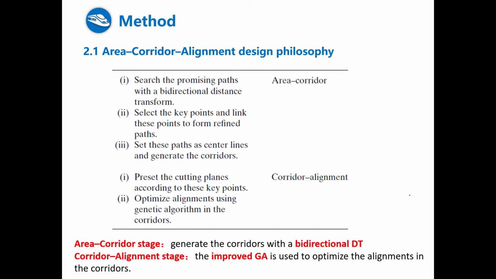Then, as a corridor to alignment stage, we find the detailed alignment solutions in this narrowed corridor using the genetic algorithm. By using the improved genetic algorithm, the detailed alignment solutions, including the geometric configurations, the railway locations, and the construction components, can be found in the corridor.